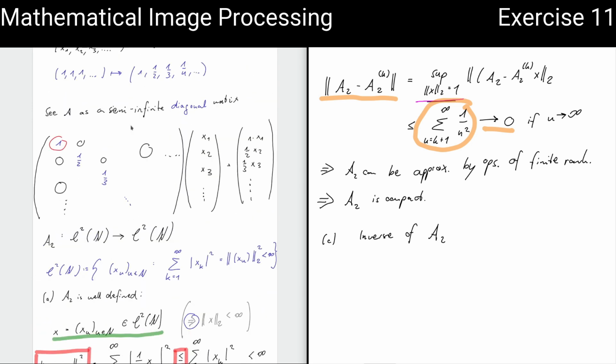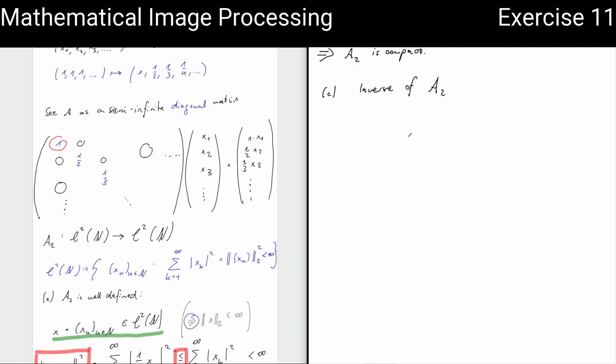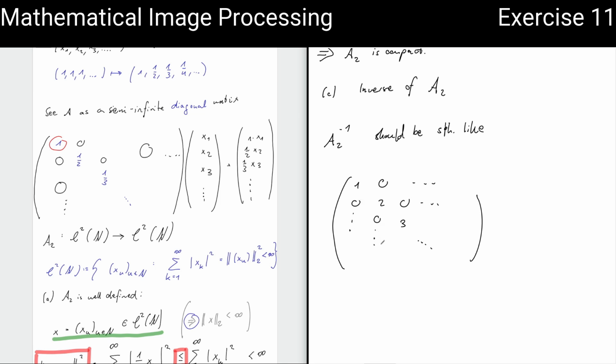So if I have a diagonal matrix, calculating the inverse is straightforward. So how should the inverse look in terms of an infinite matrix? Well, we just take the reciprocal value of the elements on the diagonal. So the inverse of A2, let's say A2 to the minus 1, should be something like the following matrix: 1, 2, 3, and so on on the diagonal, and zeros everywhere else. Still a semi-infinite matrix. And as we see, the diagonal has been changed to the reciprocal value here.